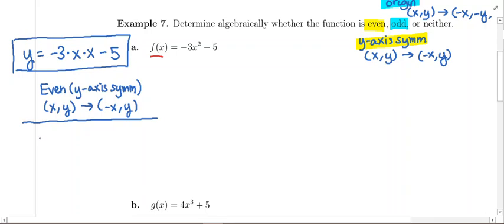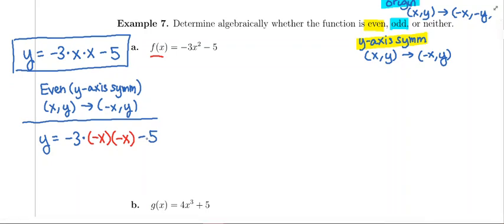We're going to leave y alone, and then we're going to have negative 3 times, instead of multiplying by x, we're going to replace x with negative x. We have two instances of x that we're multiplying together, so this is going to be negative 3 times negative x times negative x, and then you've got the minus 5. So we've made the replacement. Now we need to simplify to see if we get the original equation back.